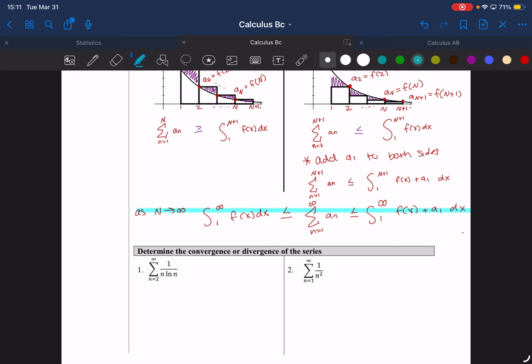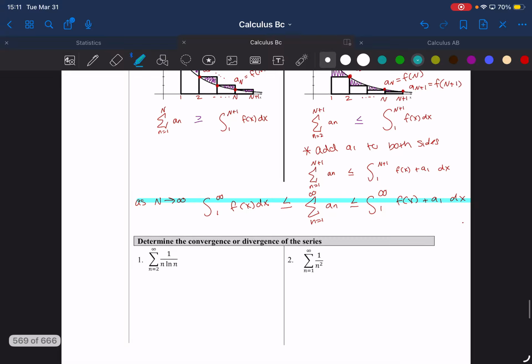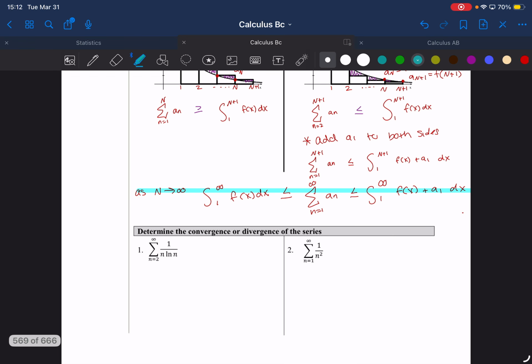Wait, what was the first part of that you said? First part of what, sorry? So you said something like the integral. Oh, if the two integrals converge, then the summation has to converge because it's in between the two integrals. Wait, what did you say before that part? I really don't know what I said before that. It's okay. It's all recorded. You can go back and watch it. Okay, yeah.